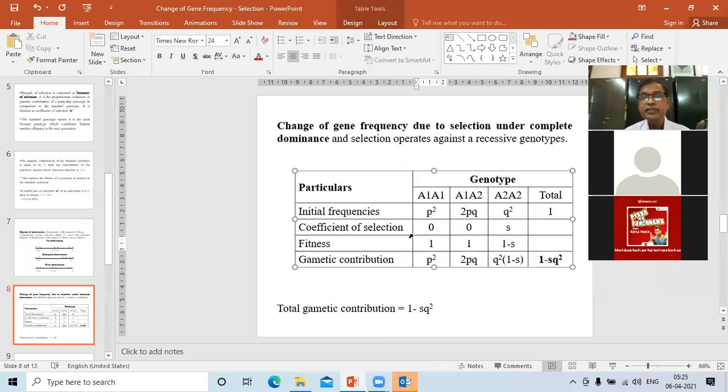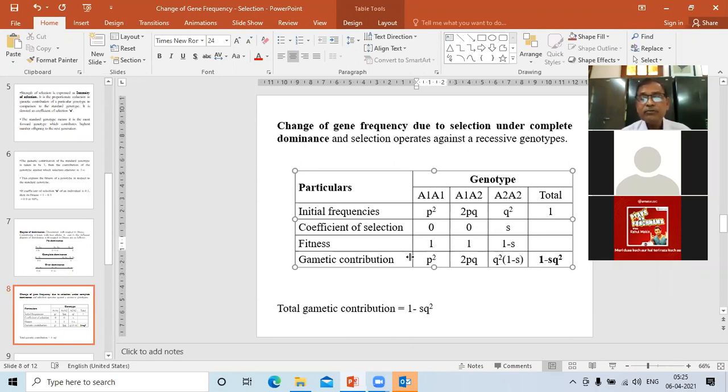So what will be the fitness? Fitness for an A1A1 individual is 1 minus 0, which is equal to 1, and that of A1A2 is 1 minus 0, which is equal to 1, and that of A2A2 is equal to 1 minus S.